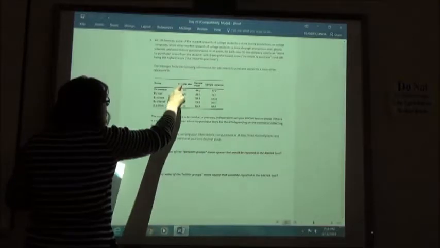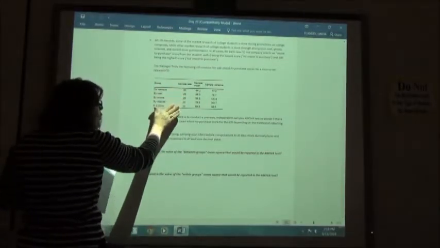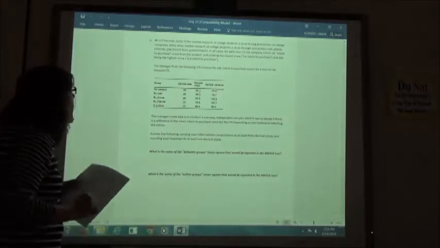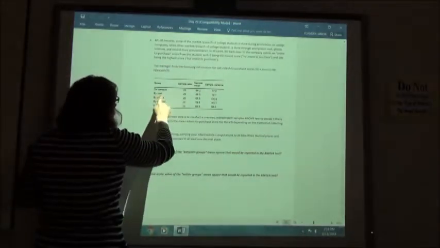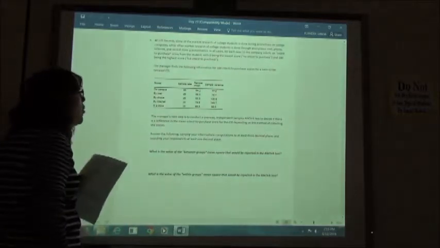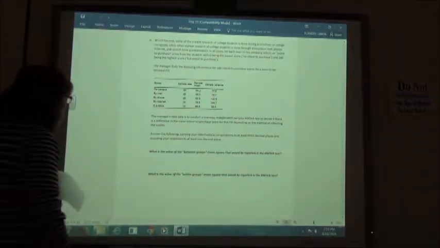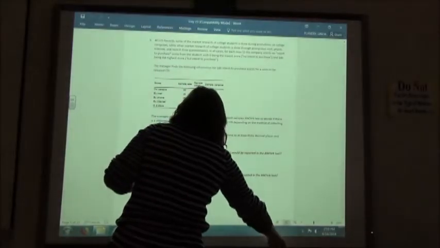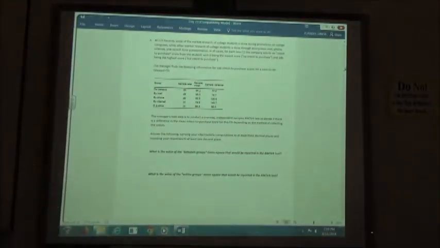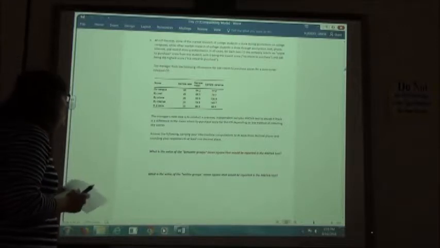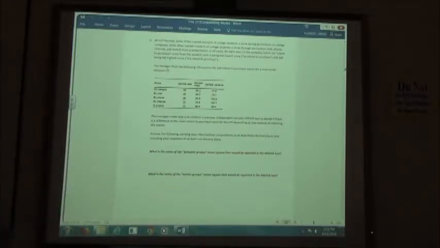So the sample size here, since they had 5 groups, was 20 in each group, since 100 was their total sample size. On campus, by mail, by phone, by internet, in the store, they have all of those in there. So the manager's next step is to conduct a one-way independent samples ANOVA test to decide if there is a difference in the mean intent score for this CD, depending on the method of collecting the scores. Answer the following, carrying your intermediate computations to at least 3 decimal places and rounding your responses to at least 1 decimal place.